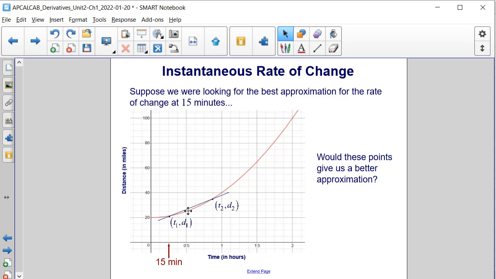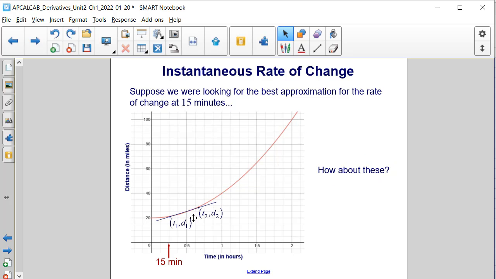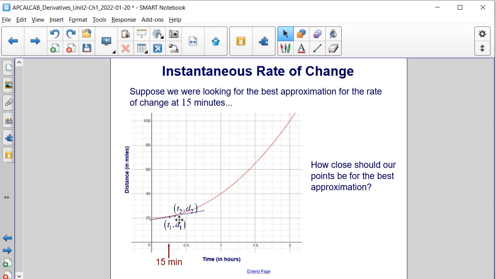Or would these points give us a better approximation, still time 1 being at 15 minutes, but then maybe time 2 is between a half hour and an hour, closer to the hour, so probably at about 50 minutes or so? How about these points, still at 15 minutes, but then more closer to 40 minutes as time 2? Here's another graph that has time 2 even closer to time 1.